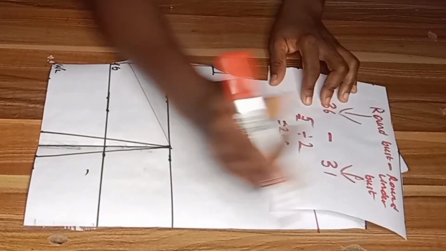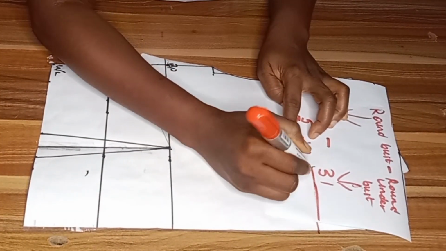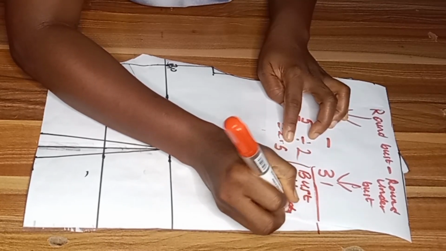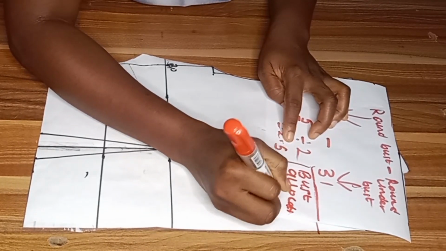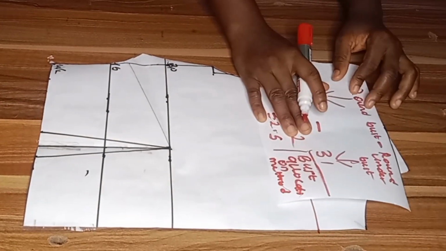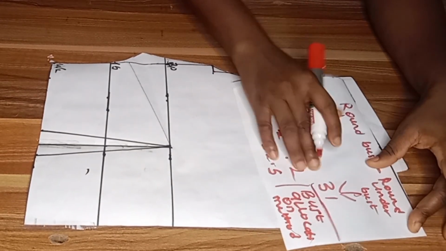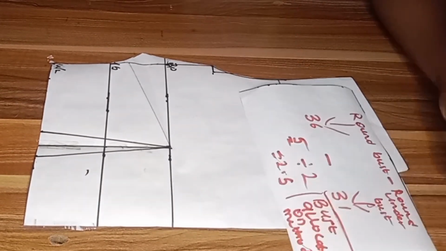This pattern we are doing is called the bust allocation method. The method is called the bust allocation. You subtract what you got from your round underbust from the round bust. Then after, you divide the result you got by 2. This way the bust will sit firm and the cup will be so perfect.